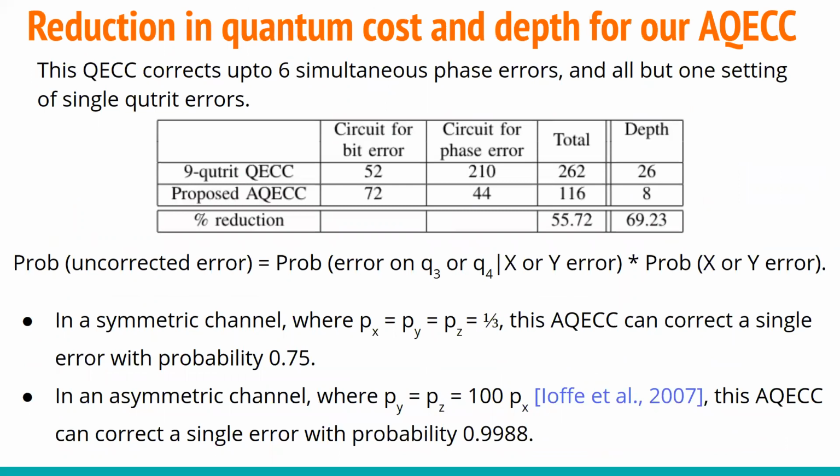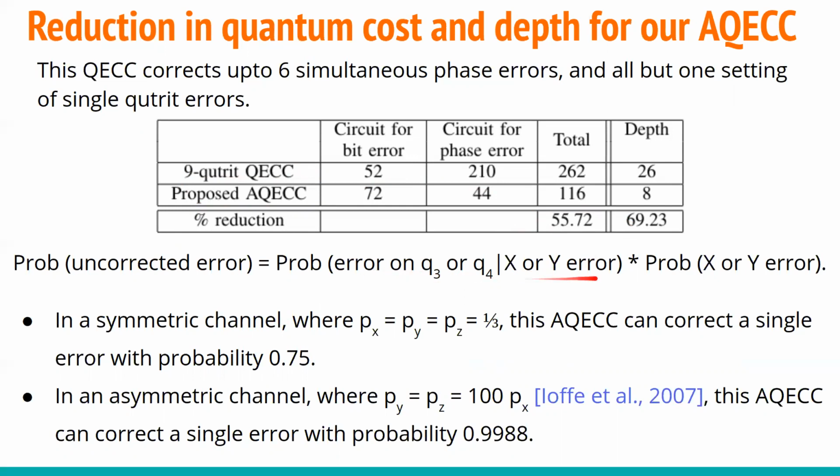But why is this important? First, we see that we can correct up to 6 phase errors. Yes, we cannot correct a single bit error here, a single scenario of bit error, but we can detect it. And at the same time, given this 9 qubit QACC, we have more than 55% reduction in the gate cost. And that is where this actually outperforms the 9 qubit QACC for near-term systems.